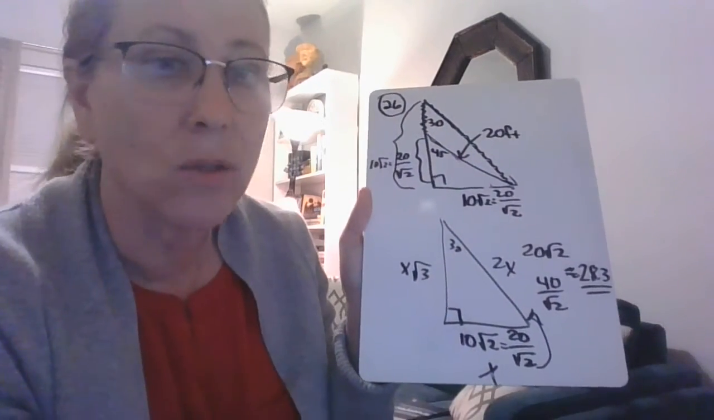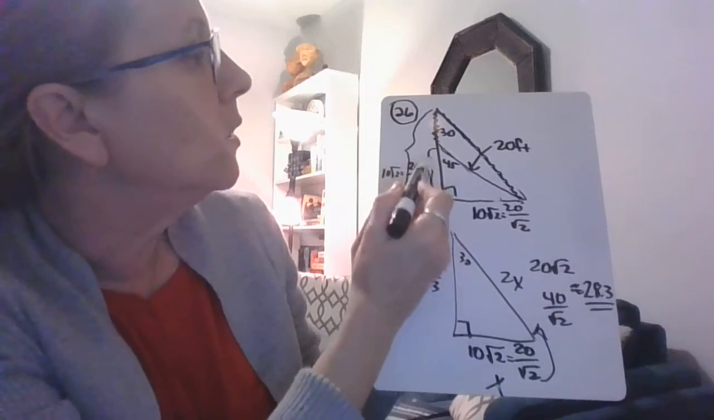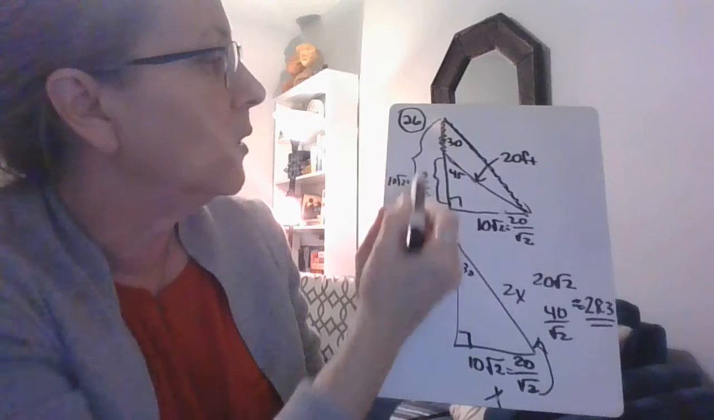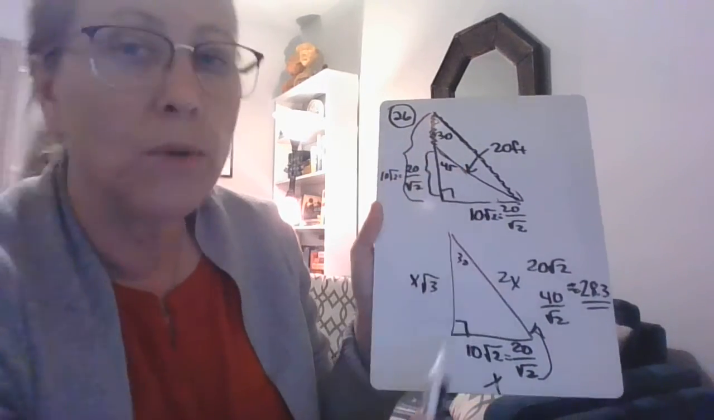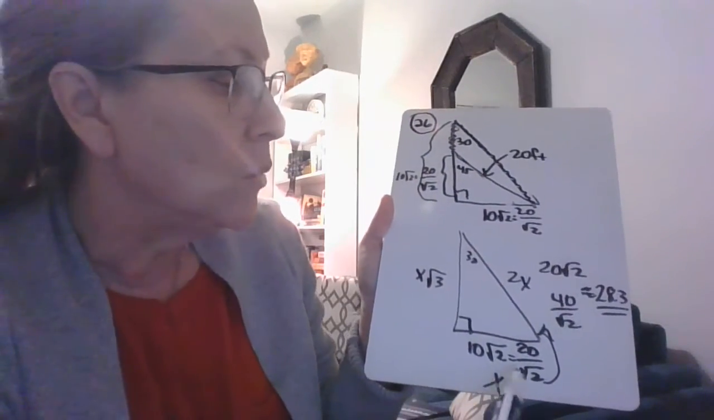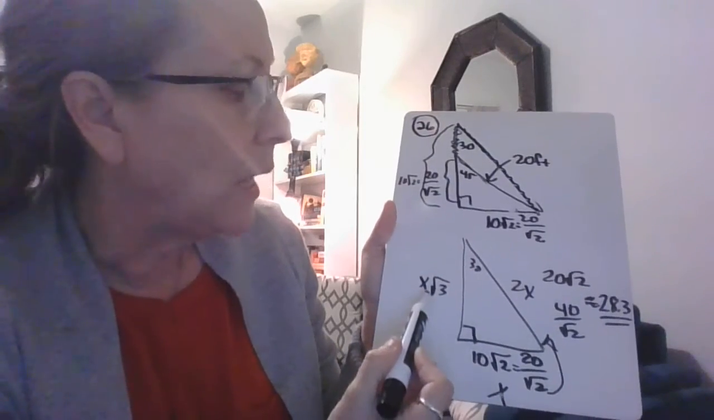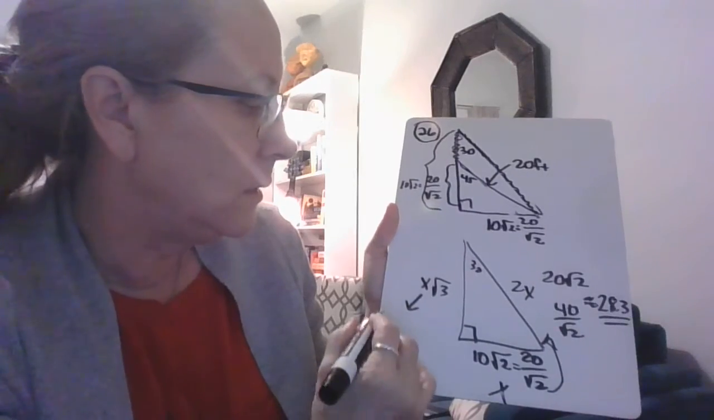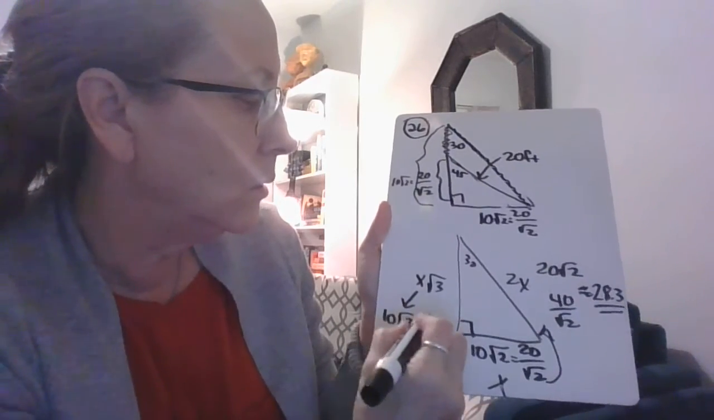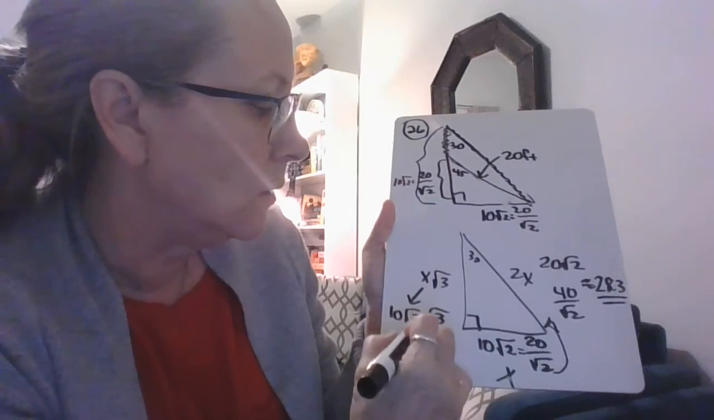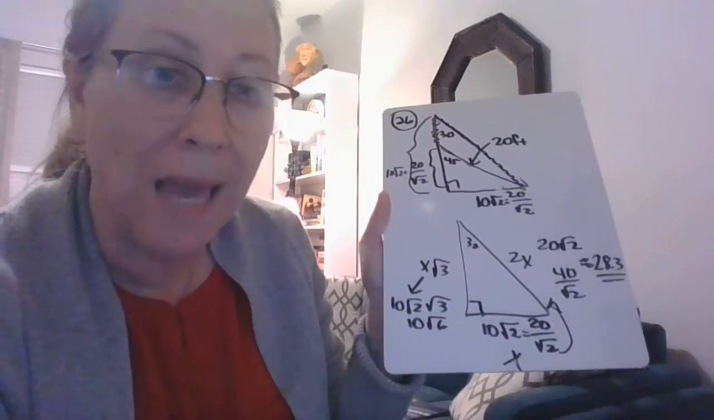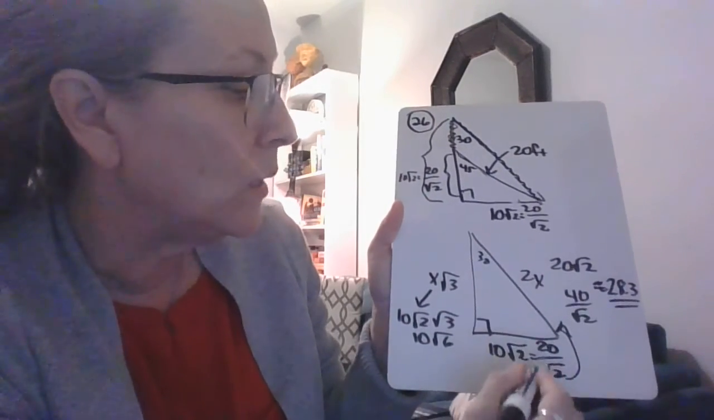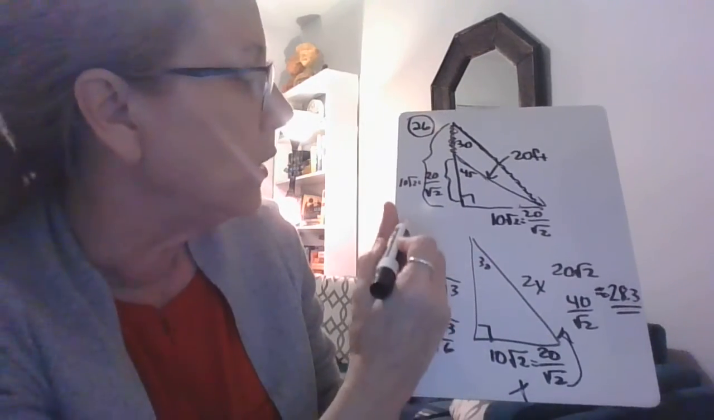Now, the second answer, they're looking for the difference between these two braces, because we only want this portion, not the whole side. So once we take this x value and put it in front of root 3, we would get 10 root 2 times root 3, which is 10 root 6. We could put that in the calculator to get this measure, or we can take 20 divided by root 2 and multiply by root 3.